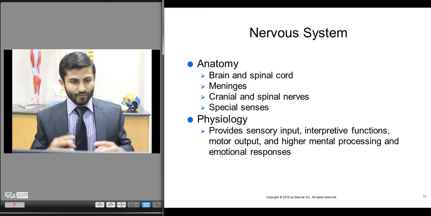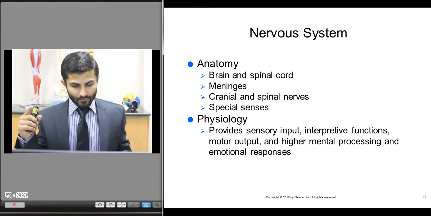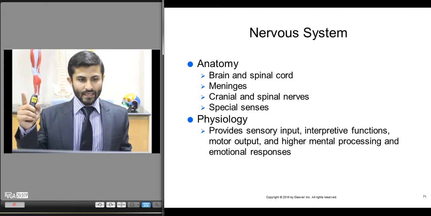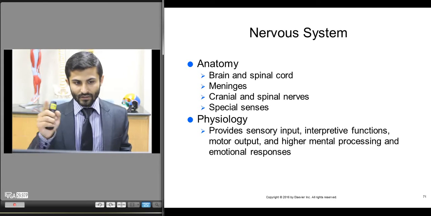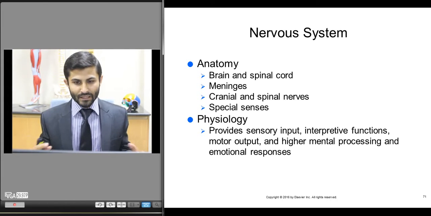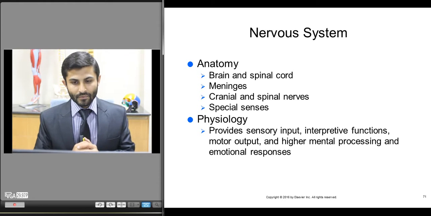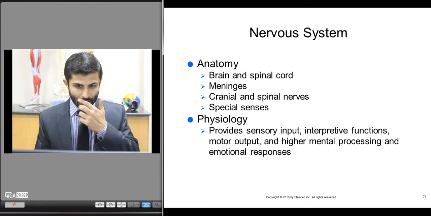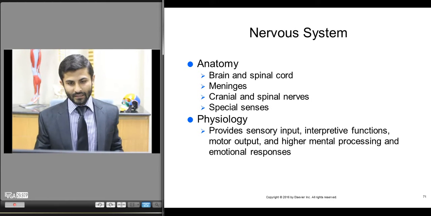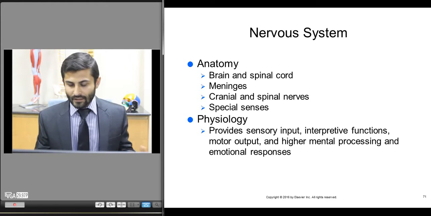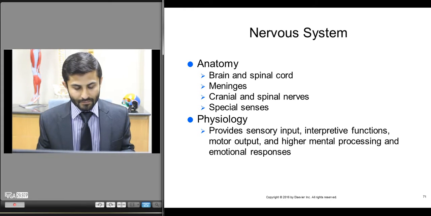From outside in, there is dura mater, arachnoid mater, and pia mater. So dura, arachnoid, and pia, or from inside out, pia, arachnoid, and dura mater. These three meninges protect the brain and spinal cord, and there is a fluid called cerebrospinal fluid inside the meninges, especially in the subarachnoid space. Then there are cranial and spinal nerves, and special senses that are specialized to the central nervous system.